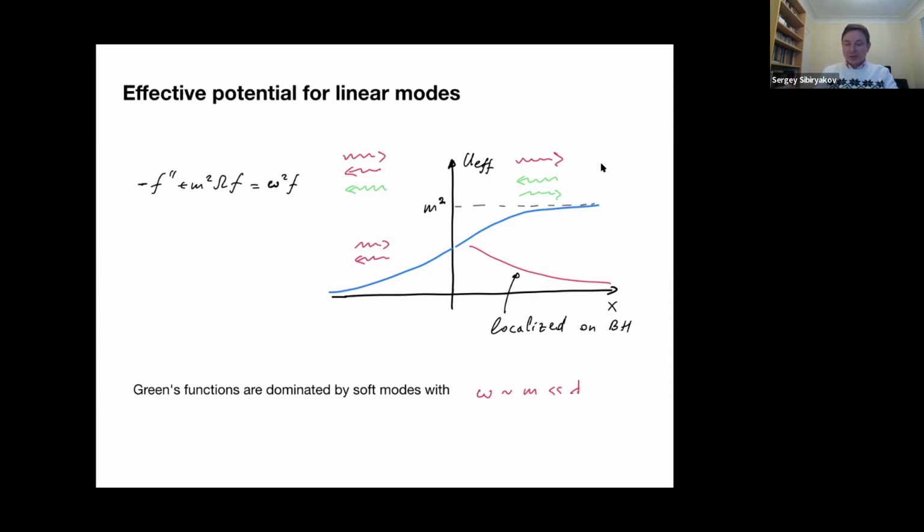So there are different types of modes. There are modes which are incoming toward the black hole. They are depicted here in green, and they can have frequency only above m. And there are also outgoing modes, which, to propagate to infinity, must have a frequency above m. But then there are also modes which are localized in the black hole, and they also play an important role in the calculation of the Green's function. But I think what is important to say here is that the Green's function is dominated by the modes with frequency of order mass, which we assume to be much smaller than the black hole temperature. That's also what allows explicit calculation of the Green's function.